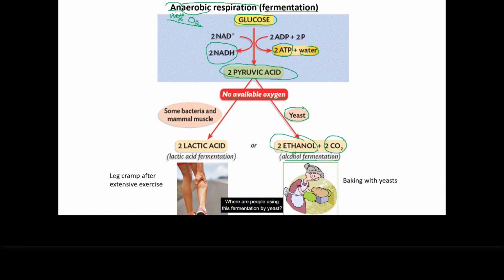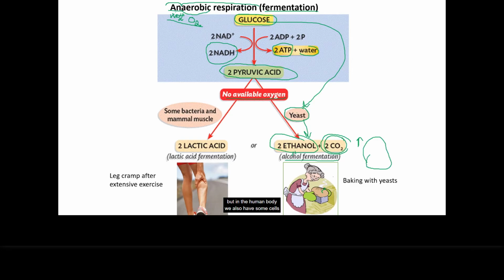Where are people using this fermentation by yeast? When we're baking something, we're putting in yeast, so they use glucose, sugar, which we also give in here when we're baking. The yeast uses glucose to produce carbon dioxide. And carbon dioxide is a gas. So this is what makes bread big, fluffy. So this is all for baking with yeast.